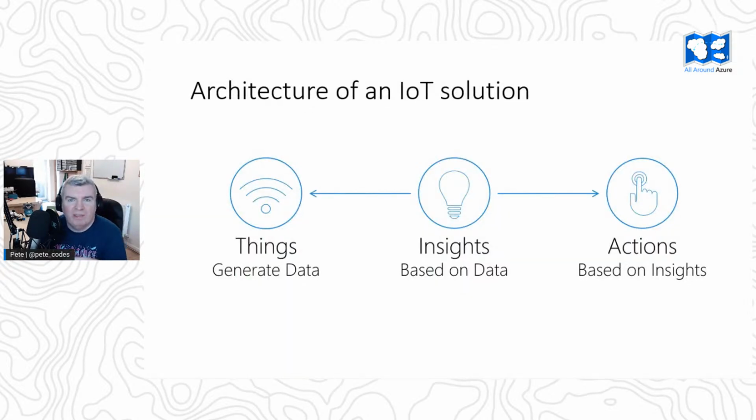So at a high level, the architecture of an IoT solution is made up of three components. Firstly, on the left, we've got things that generate the data, perhaps devices that are monitoring the temperature in a factory or the manufacturing process, for instance. Onwards from that, we've got the insights, and that's based on the data generated by the things. And then finally, we have the actions where we take those insights and we can decide perhaps to turn the heating off in a factory when everybody's gone home, or send an alert because a machine needs attention.